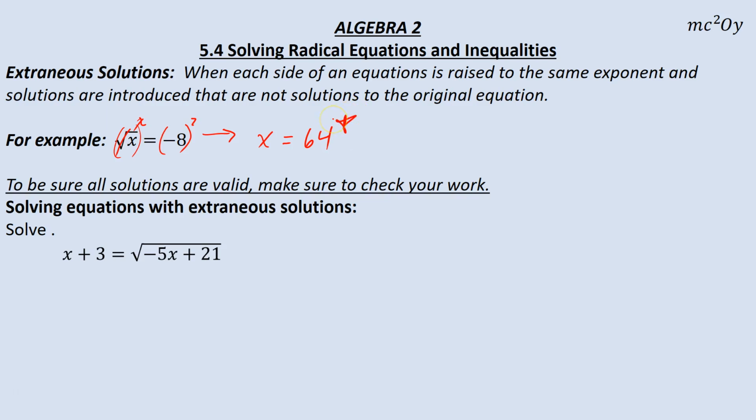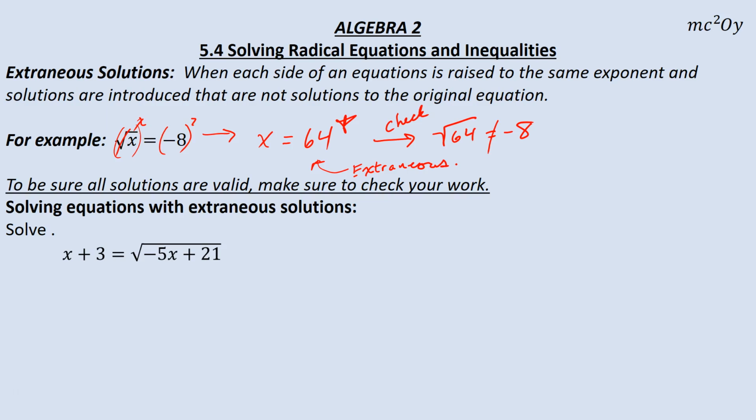Well, if you check that, you get the square root of 64 equal to -8, which we know is not true. The square root of 64 is not equal to -8. The square root of 64 is equal to +8. So these are not equal. This 64, excuse me, is extraneous. All right, so sometimes when you're raising each side to a power, to some exponent, you're going to get those extra answers in there. So what we do is make sure we check our work.